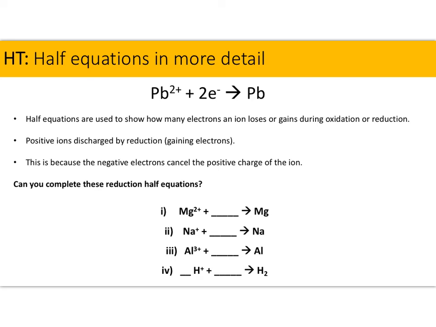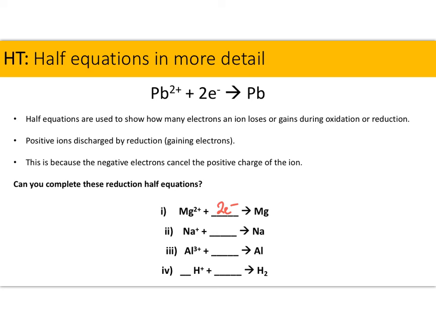Okay, so in the first one, we've got Mg2+ blank goes to Mg. So we've got the right number of Mgs on both sides. There's 1 on each side. When we look at the overall charge on the left, at the moment it's 2+, and on the right it's 0, because remember, all elements have an overall charge of 0. So we need to bring down the charge on the left. We need to bring it down to 0, and we do that by adding 2 electrons. So it's like saying +2 -2 equals 0, which it does.